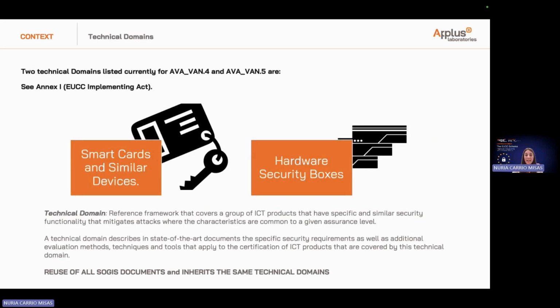Additionally, in high assurance domains, you will see that smart cards and similar devices and hardware security boxes remain exactly the same. So in the EUCC implementing act, you will see that there will be some state-of-the-art documents that you need to follow in the evaluations. And they are defined for the moment for the two different technical domains that we had before in the common criteria schemes, okay? Smart cards and similar devices and hardware security boxes remain the same.